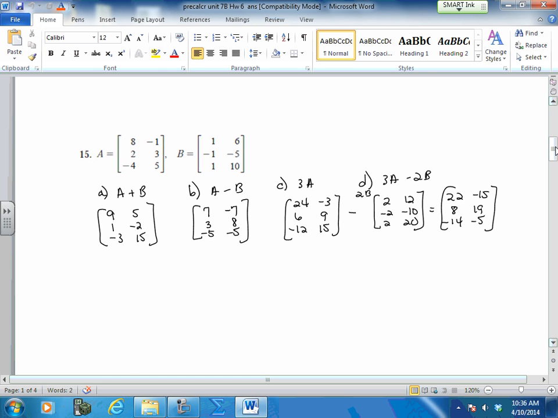Again, I just gave you a different one, 3 by 3. Your orders have to be the same for you to add and subtract. So the first one is a 3 by 2. The second one is a 3 by 2. You can add and subtract those. The orders have to be the same. Again, just put your A and B into your matrix and then do one statement at a time into your calculator.